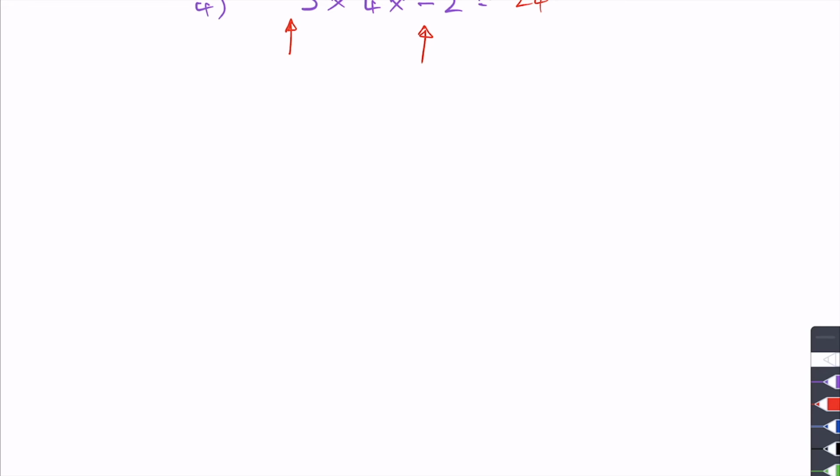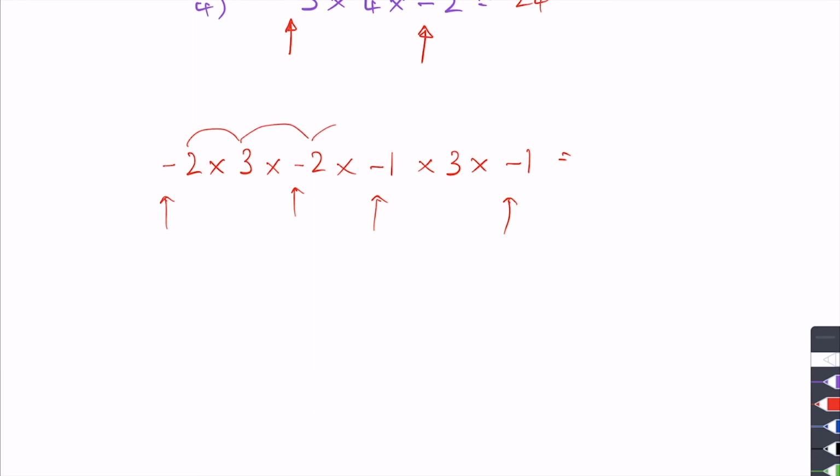Let's take an example. So if we did minus 2 times 3 times minus 2 times minus 1 times 3 times minus 1, all we do, we count the negative signs. We can see 1, 2, 3, 4. That's an even number, so my answer will be positive. So all I do is 2 3s are 6, 6 2s are 12, 12 1s are 12, 12 3s are 36, 36 1s are 36.